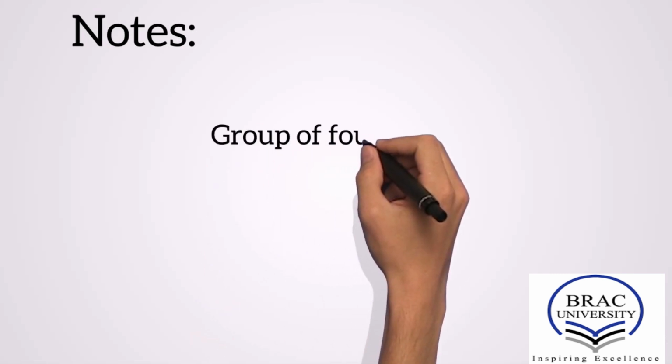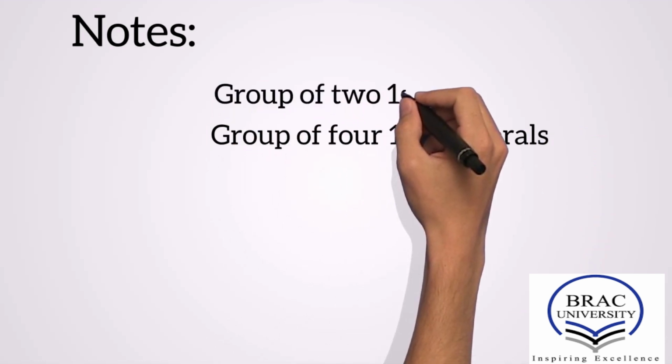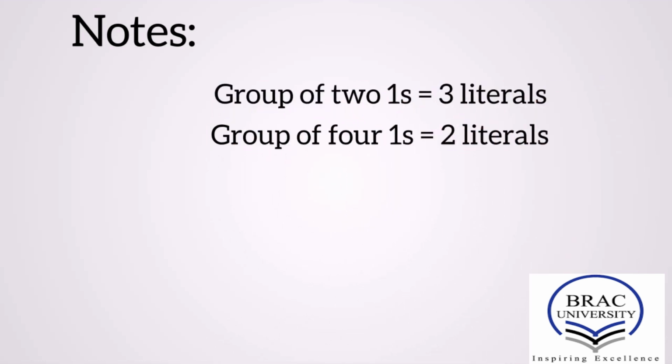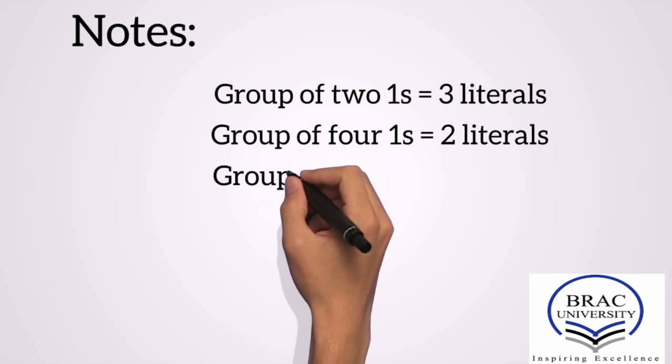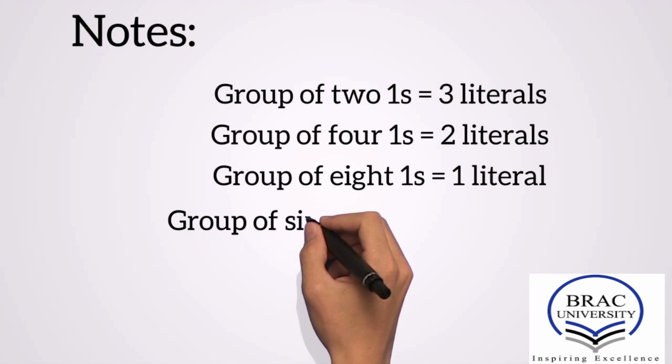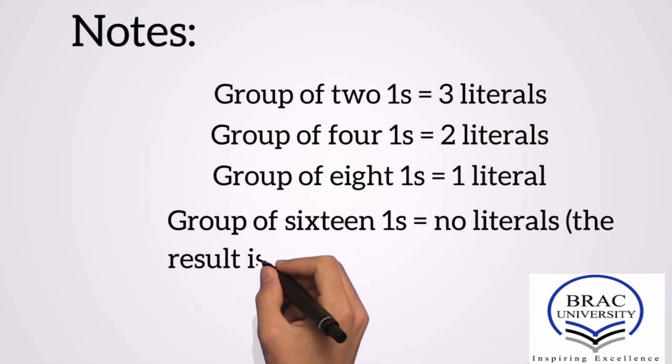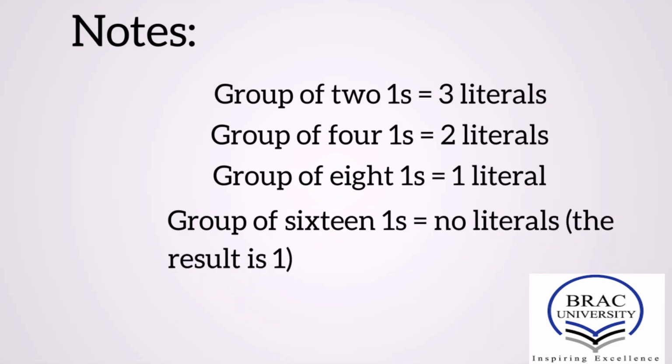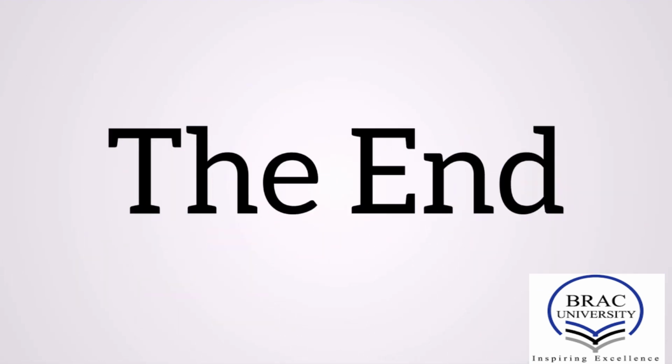In the previous example, we saw that when we grouped 4 ones, we got 2 literals. When we grouped 2 ones, we got 3 literals. Similarly, when we make a group of 8, we will get 1 literal, and when we make a group of 16, our result will be 1. So, as we make the bigger group, we reduce our literals or variables and get the simplified answers. So these were the basics of K-map, and we will see further examples in our example class.